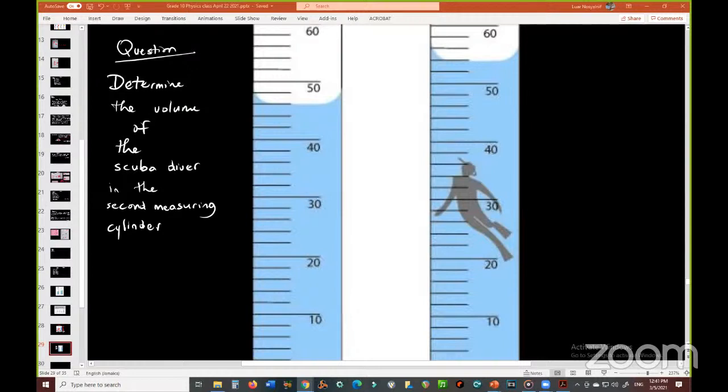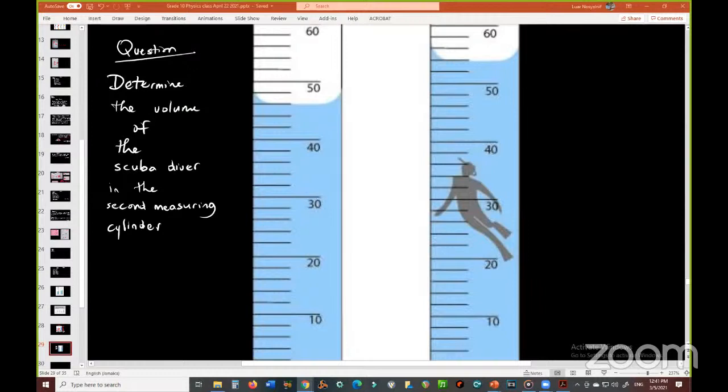Sir, answer 9.8. Is it 9.8? Yes, sir. Okay, so that's 3 persons getting 9.8. Is it really 9.8? 9.8 milliliters. Okay. All right. Let's confirm that.